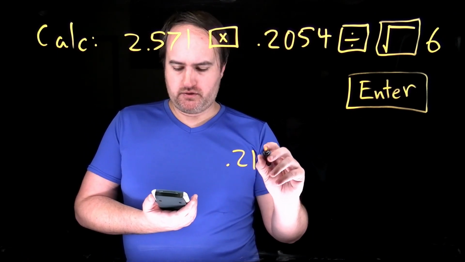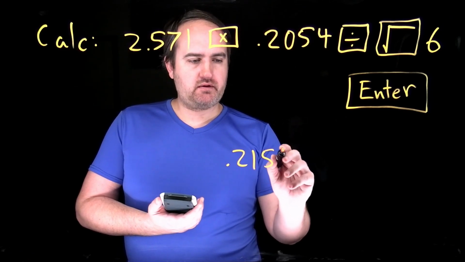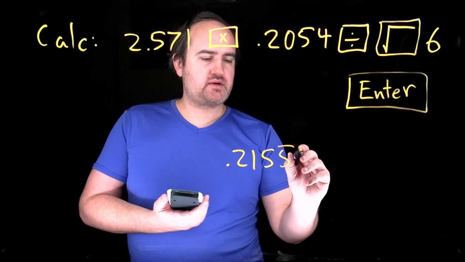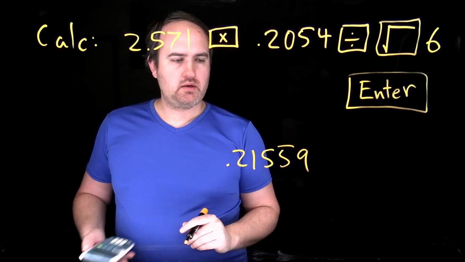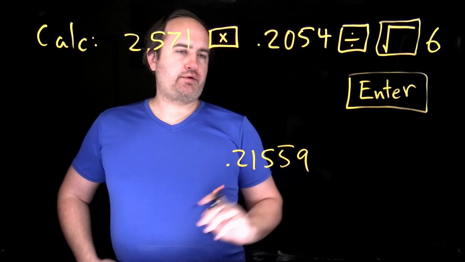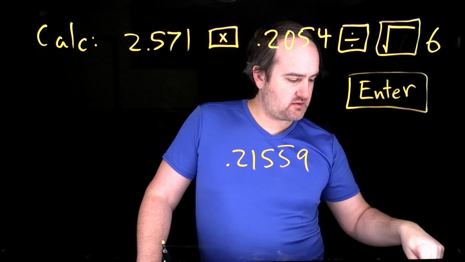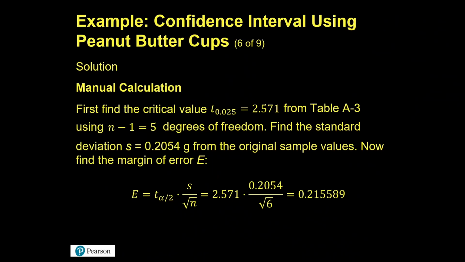So what we got here is 2.15589, so I'm going to go ahead and round that. I wrote out a total of 5 digits, just so that we have lots of digits to work with. And it looks like they actually wrote out 6 digits, which is fine as well. So we got that same number that they did using a calculator. That is our margin of error, E, that we just calculated.